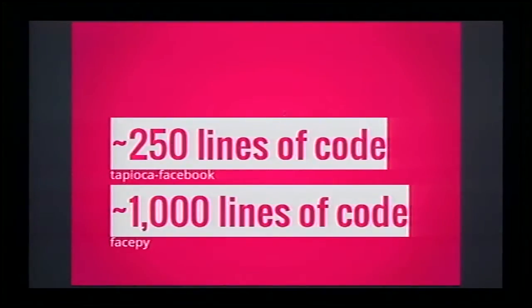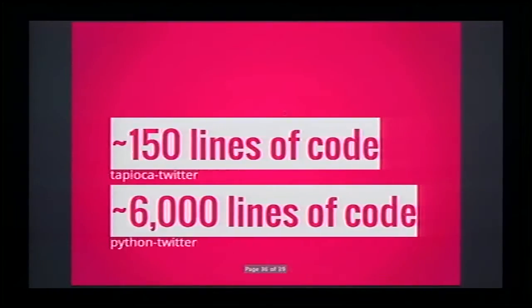So, some benchmarking. The Tapioca Facebook library has 250 lines of code, and the FacePy one has 1,000, so one-fourth the size. And again, this includes the resource mapping dictionary I showed you. So you don't actually feel like you're writing code, you just feel like you're documenting it.